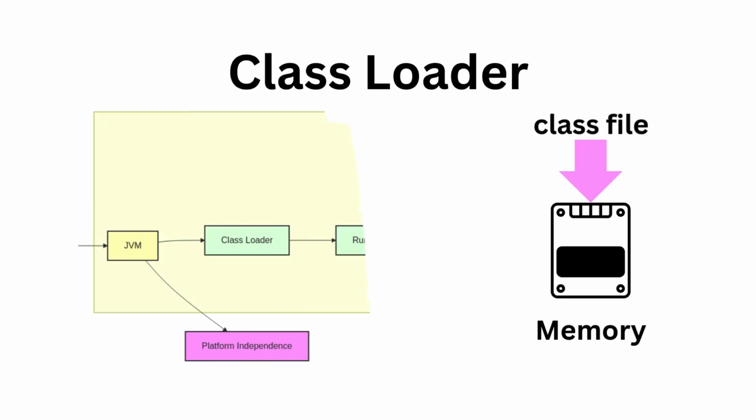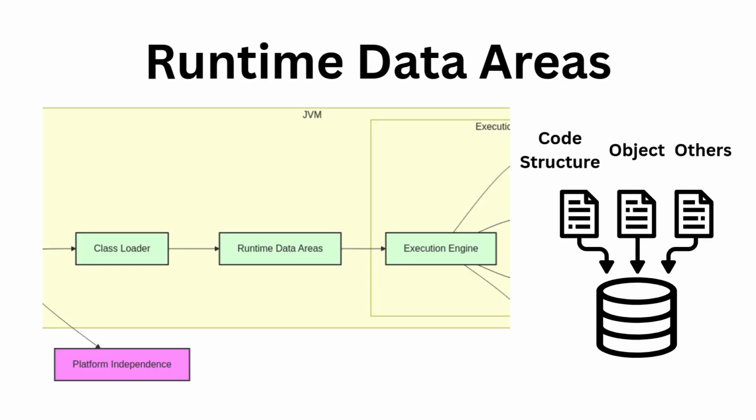Inside the JVM, the class loader grabs the class file, checks it's valid, and loads it into memory. It's like a librarian pulling a book off the shelf for you. Then, the runtime data areas manage memory.